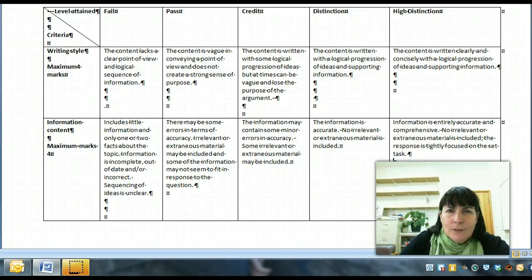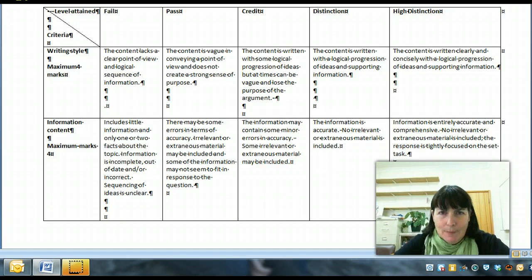Hi FIN230 students. I just thought that I would talk to you a little bit about Assessment 2 and what I was looking for in your responses. Now, it has 3 questions. Question 1 and question 3 are written responses and question 2 are calculations.